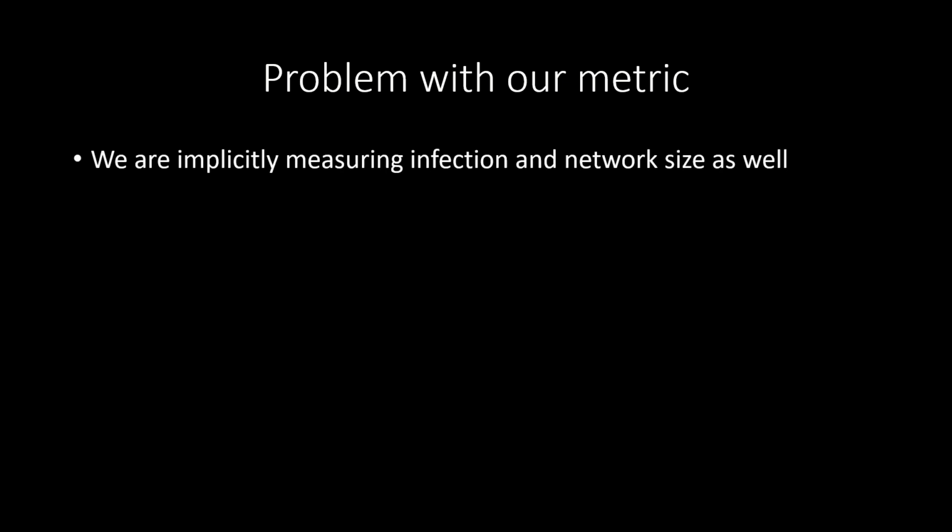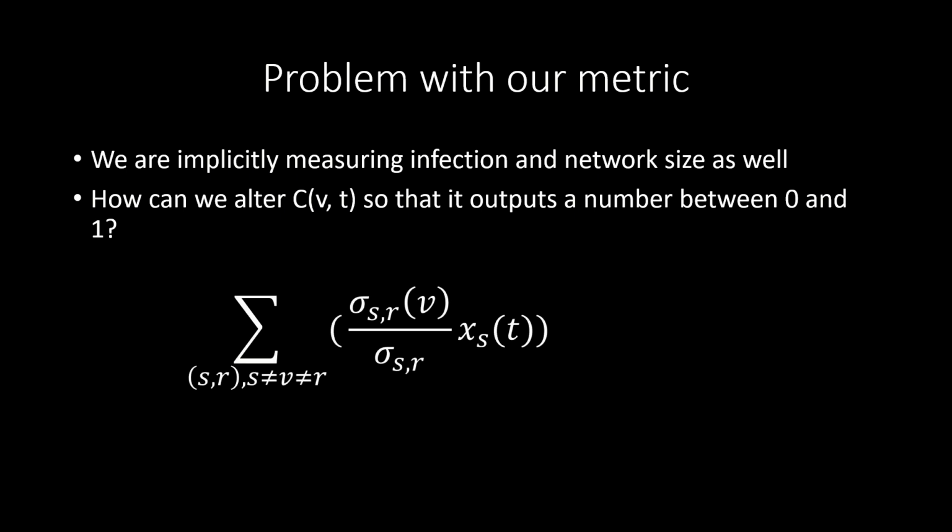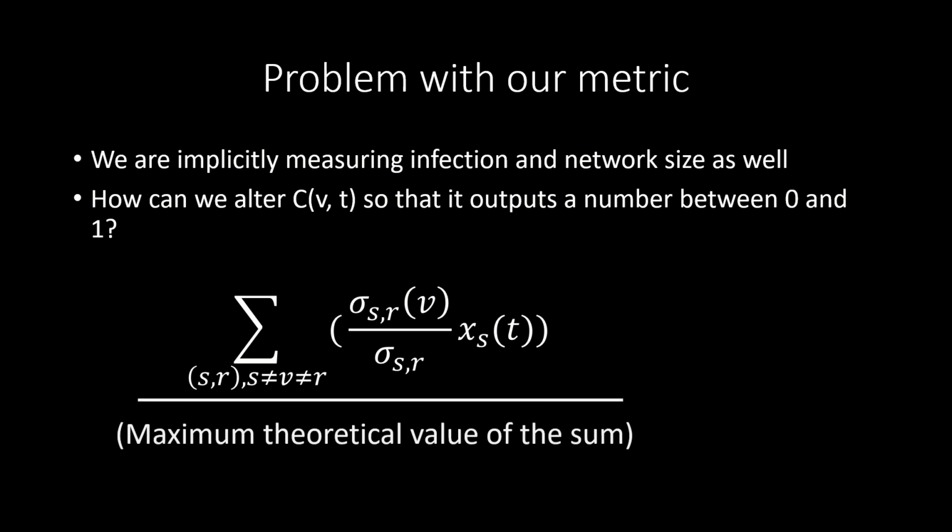All of this means that we're not just measuring node importance with our metric, we're also measuring network and infection size implicitly. It would be nice to normalize this metric for the size of the network and the size of the infection so that we always get a number between 0 and 1 that tells us solely about the importance of a node V, with 1 meaning as important as possible and 0 meaning not important at all. To accomplish this, we can redefine importance as our original result divided by the maximum possible value of our sum.